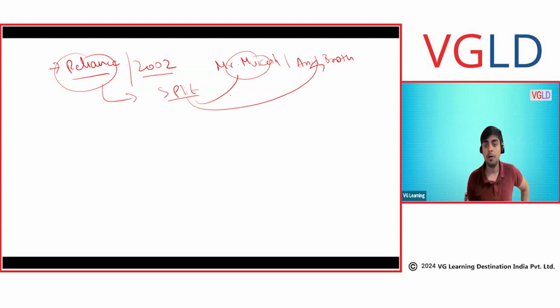Okay. So what happened in 2002? Mr. Mukesh Ambani and Mr. Anil Ambani split Reliance, because these brothers had different views. Mr. Anil Ambani had a different view, and Mr. Mukesh Ambani had a different view.